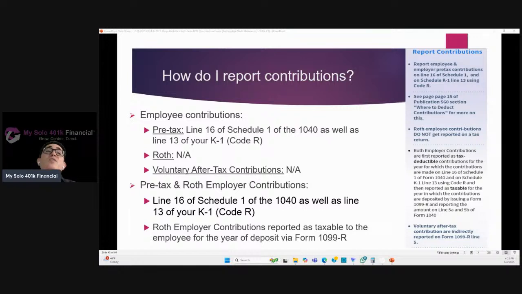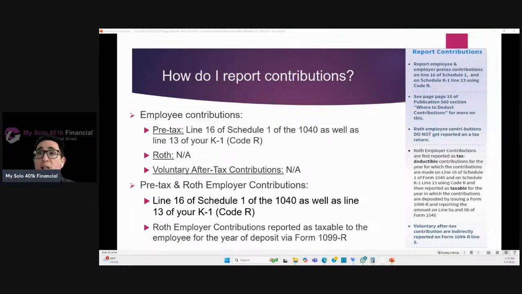Now, if your business is taxed as a partnership, there is no place to report Roth employee contributions. So it's N/A in terms of the answer to the question of how do I report solo 401k contributions on my tax return, specifically if it's a Roth employee contribution. N/A. There's no place to report it.